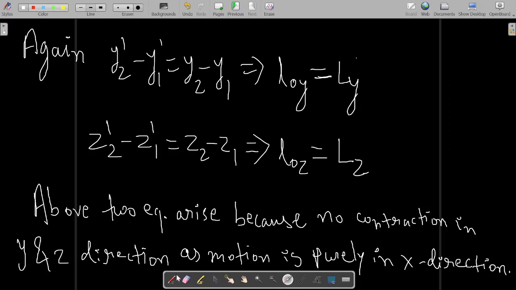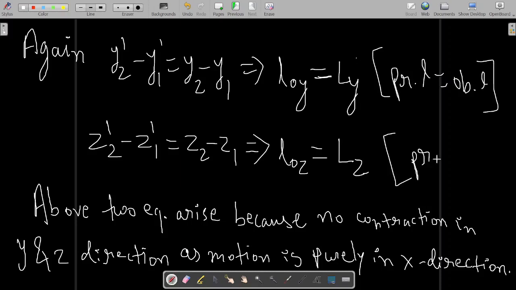What does it mean? Proper length is equal to observed length in y direction. Similarly, in z direction also proper length is equal to observed length, because the motion is purely in x direction and y and z are perpendicular directions. So no contraction in perpendicular directions. So this is the thing.